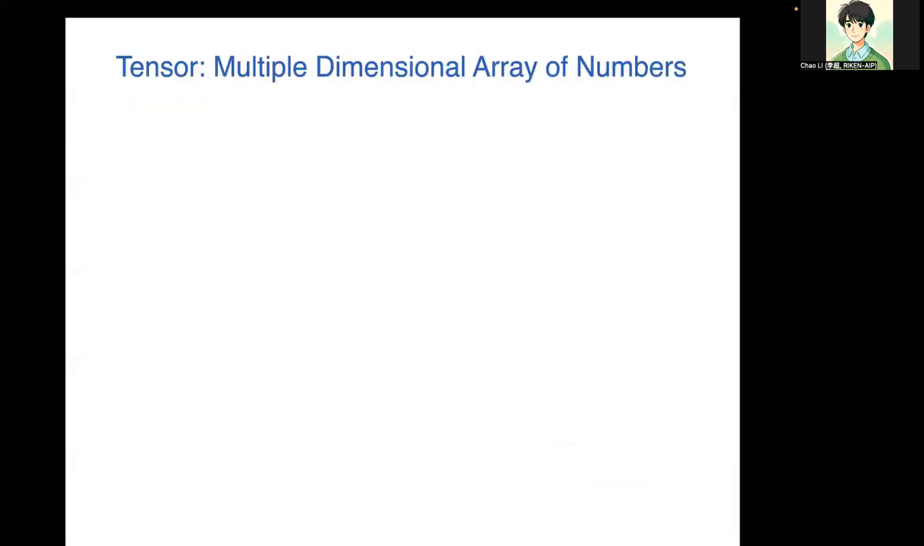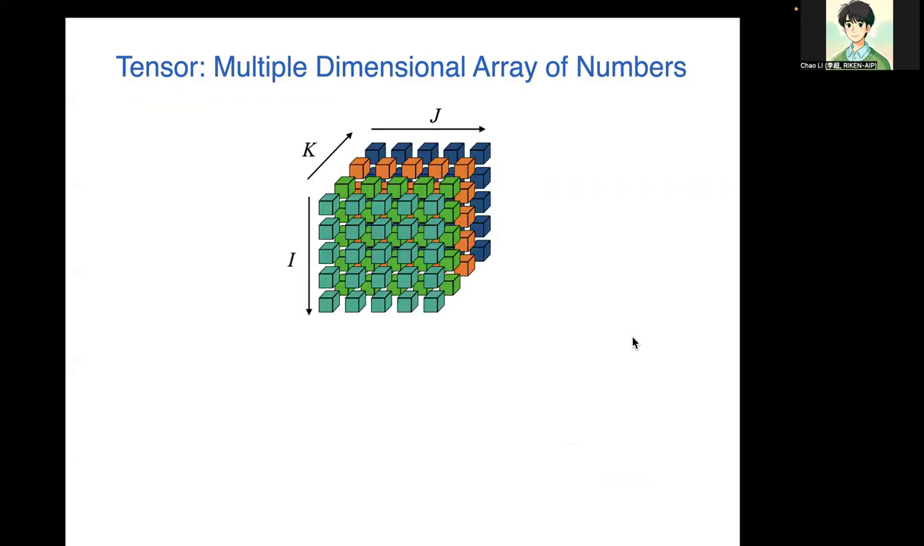So, let's start with the basic question. What is a tensor? You can think of a tensor as a multidimensional array of real numbers. Here in the figure, we have three dimensions, i, j, and k. Each little cube represents a single number, and together, these numbers form a simple example of a tensor.